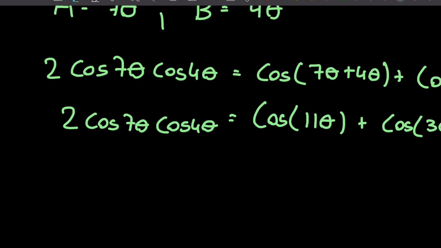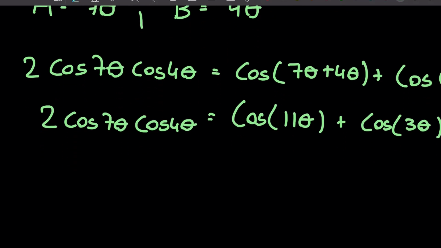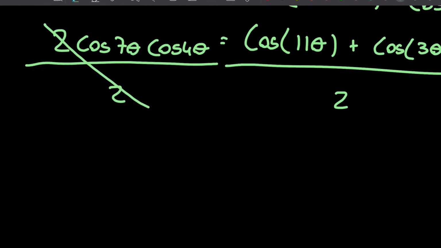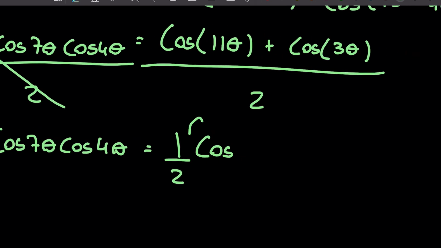But pay attention, the question gave us cos 7 theta cos 4 theta. The question did not say anything about 2 cos 7 theta cos 4 theta. So to express this as a true sum of terms, we have to get rid of the 2. So to get rid of the 2, we just divide both sides by 2. And so we will get that cos 7 theta cos 4 theta is equal to a half of cos 11 theta plus cos 3 theta.